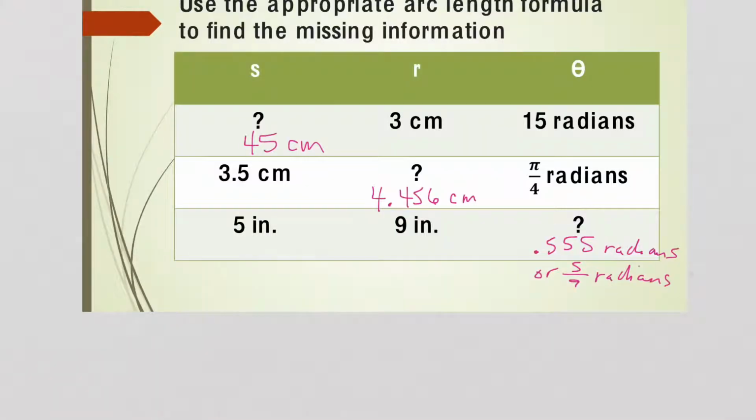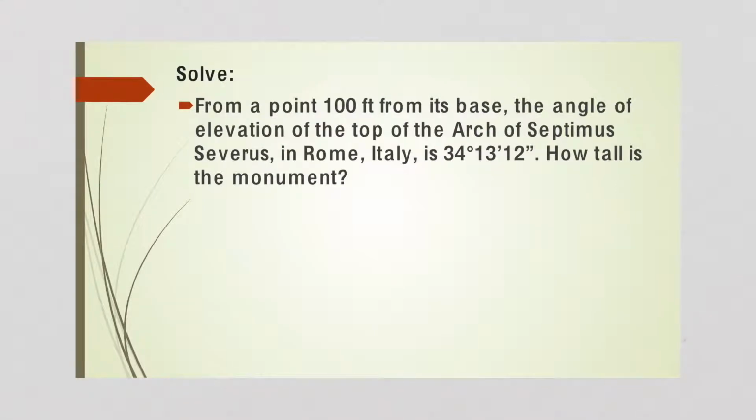Go ahead and check your answers to the chart. Our last concept of the day is once again a story problem. You're going to run into a lot of these in this chapter, so be prepared. From a point 100 foot from its base, the angle of elevation of the top of the Arch of Septimus Severus in Rome, Italy is 34 degrees, 13 minutes, and 12 seconds. How tall is the monument?